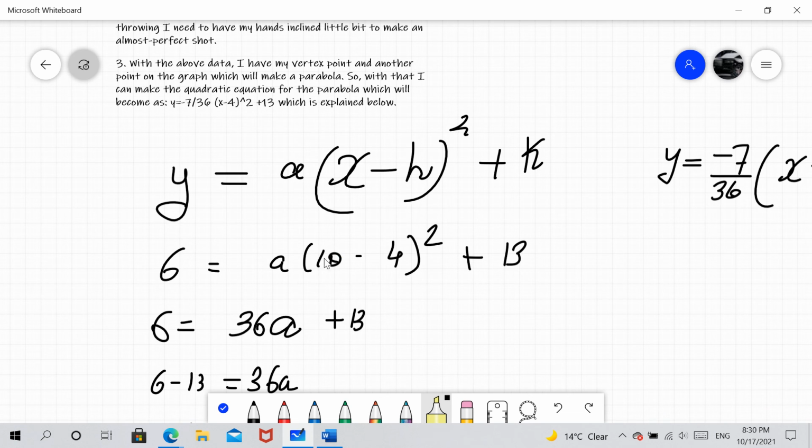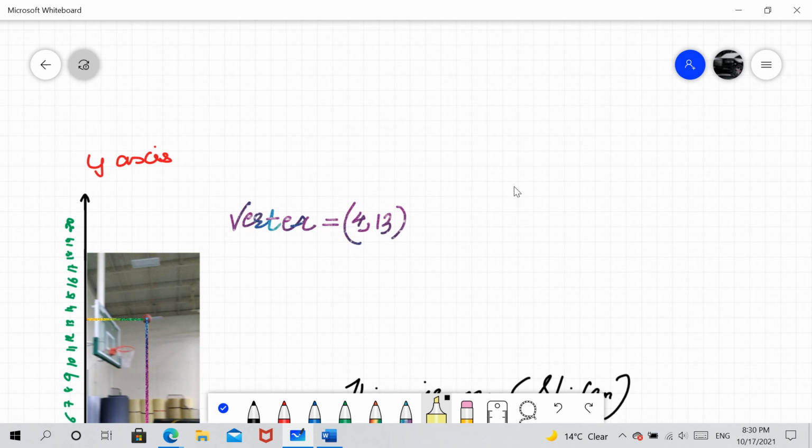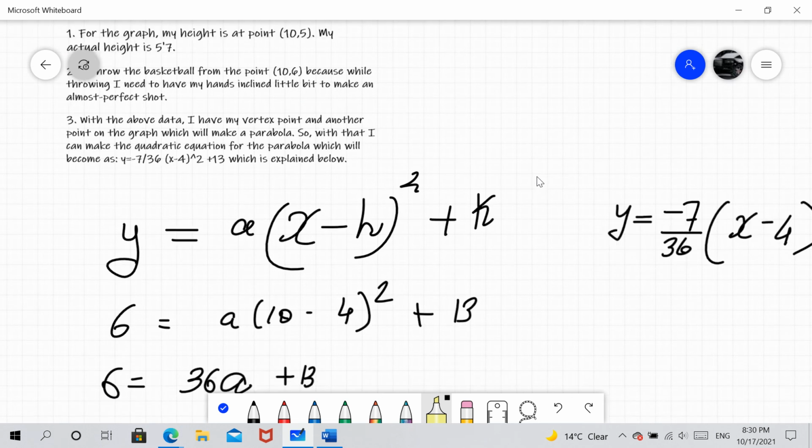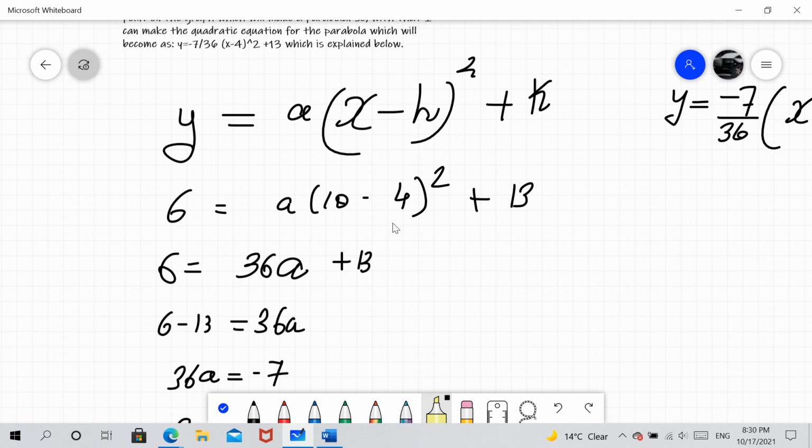The a value is something that we don't know, so we are going to find the a value. x is the x value from 10 comma 6, which is 10, minus h. h is the vertex x value, which is 4. The vertex is 4 comma 13, so the h value is 4 and the k value is 13. After we do all of this, 10 minus 4 is 6 and 6 squared is 36. So 36 into a, equal to 36a plus 13, as it was right before.